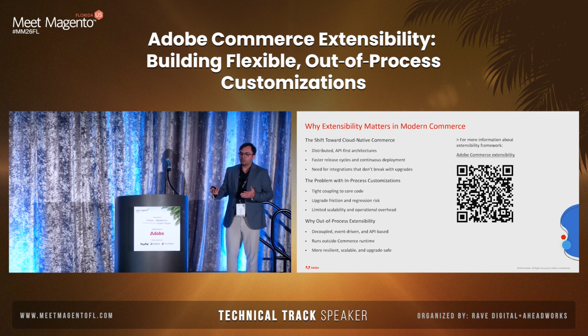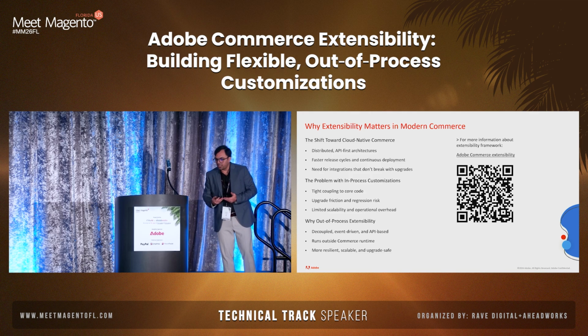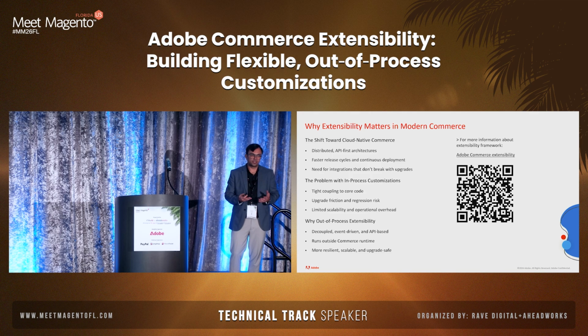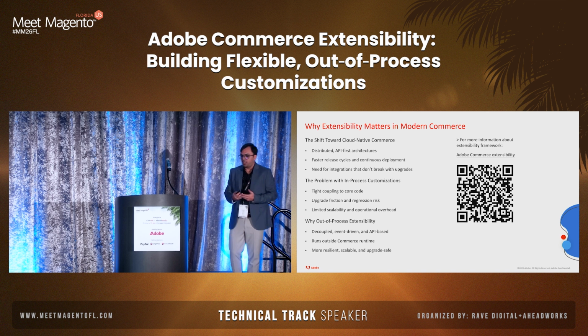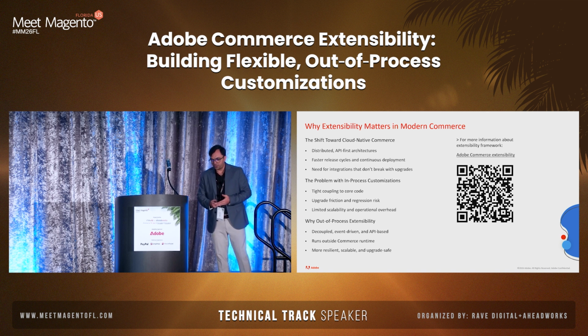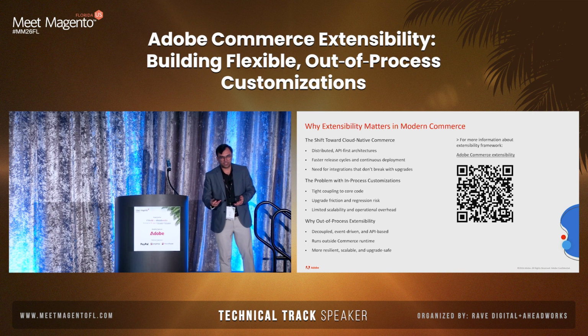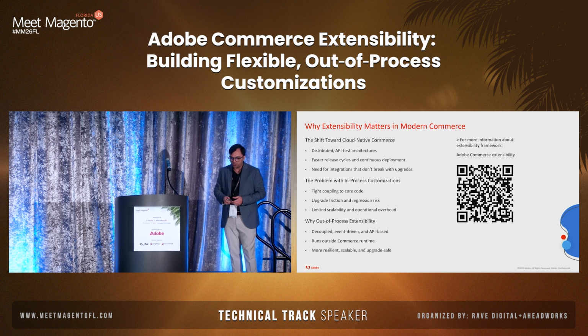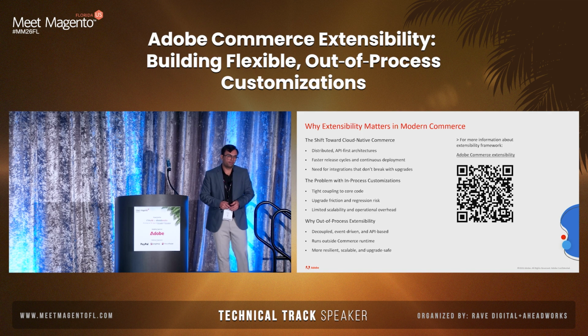What's the problem with in-process customization? It's tightly coupled, right? As I mentioned, I'm going back and forth about upgrade issues, but it's tightly coupled with the core. There are upgrade frictions. It takes a lot of time and a lot of money for a merchant and for an SI to perform upgrades. So in-process has those problems. Limited scalability is another thing. Why out-of-process? As I mentioned, it's event driven, decoupled, API based, runs outside Adobe Commerce, more resilient, scalable, and upgrade safe.